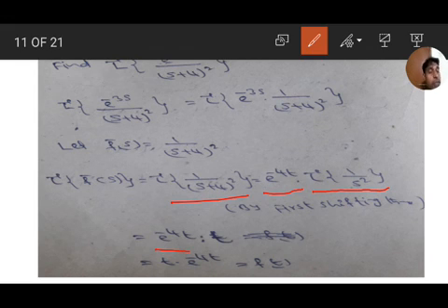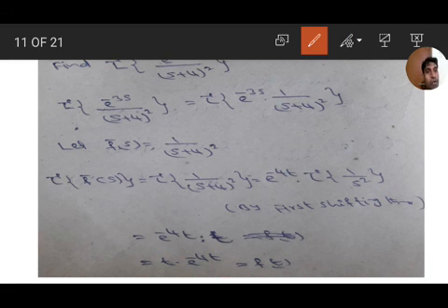Now L inverse of 1 by s square uses the formula L inverse of 1 by s to the power of n equals t to the power of n minus 1 by n minus 1 factorial, where n equals 2. That is t to the power of 2 minus 1 by 2 minus 1 factorial, that is t to the power of 1 by 1 factorial, which means t. Therefore t into e to the power of minus 4t is f of t. Okay.